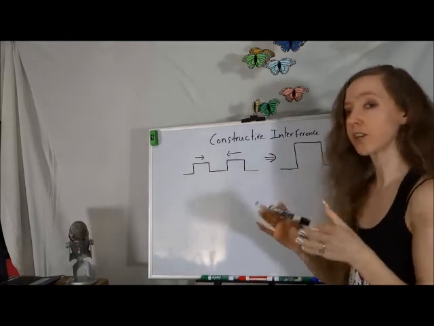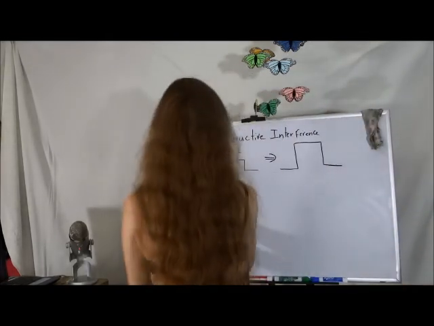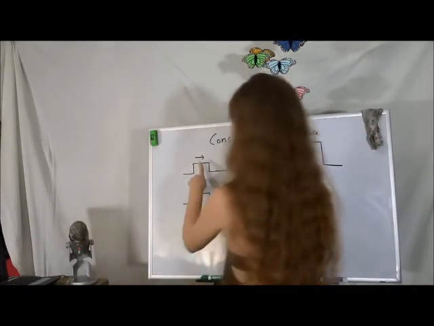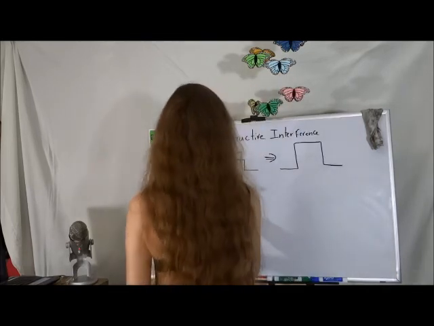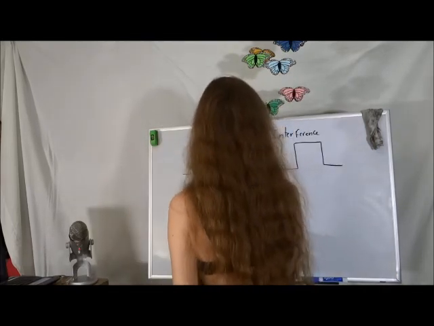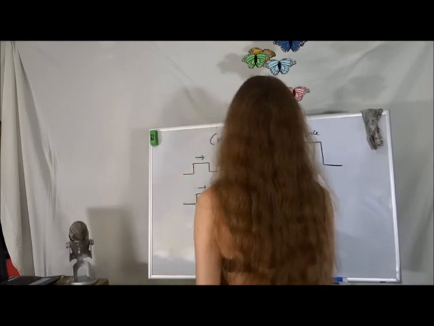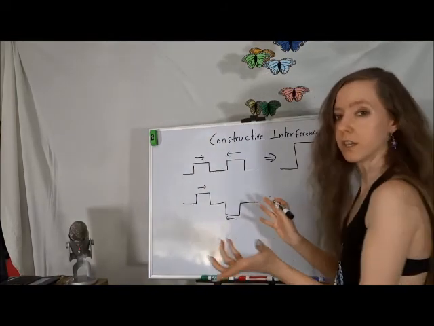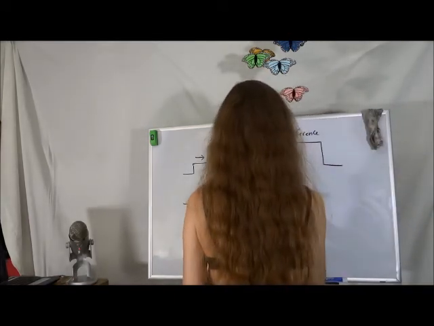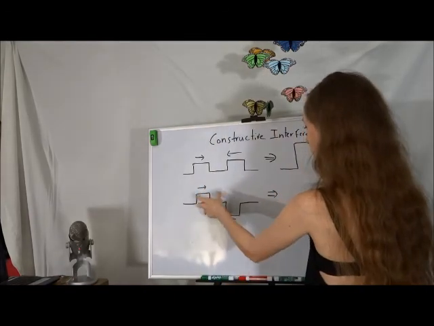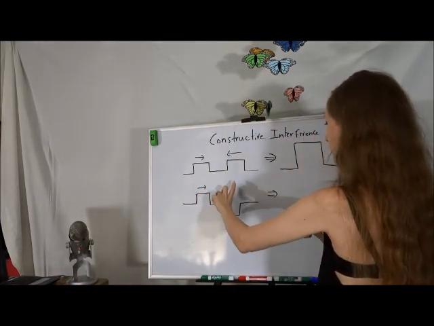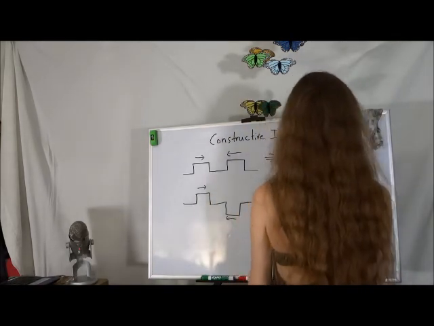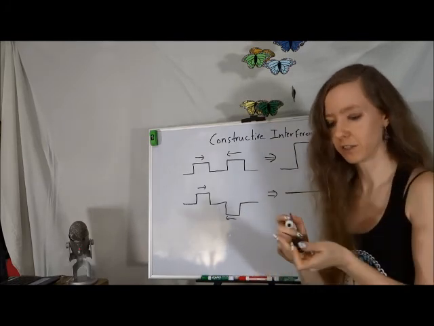Now, destructive interference might look something like this. So let's suppose we still have the one square wave that's going like this, but now our other one is flipped upside down. When these two come together, you can think if this one moves over here, since they have the same amplitude, they're just going to completely cancel each other out, and you're going to get a flat line like this.